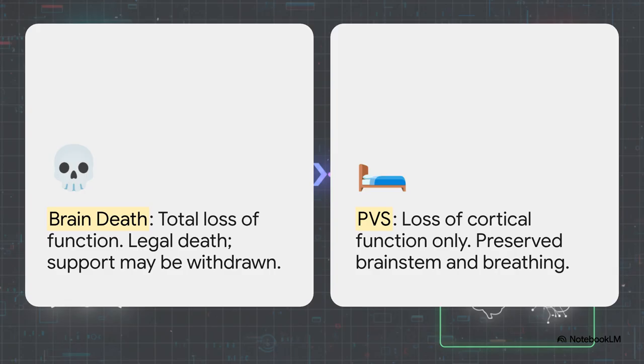PVS, on the other hand, is the loss of cortical function only. These patients absolutely retain their brainstem reflexes. They've got preserved gag and corneal reflexes, and crucially, they have spontaneous respiratory drive. A patient in a persistent vegetative state is legally alive. Withdrawal of support requires entirely different ethical and legal pathways, like advanced directives or proxy consent.